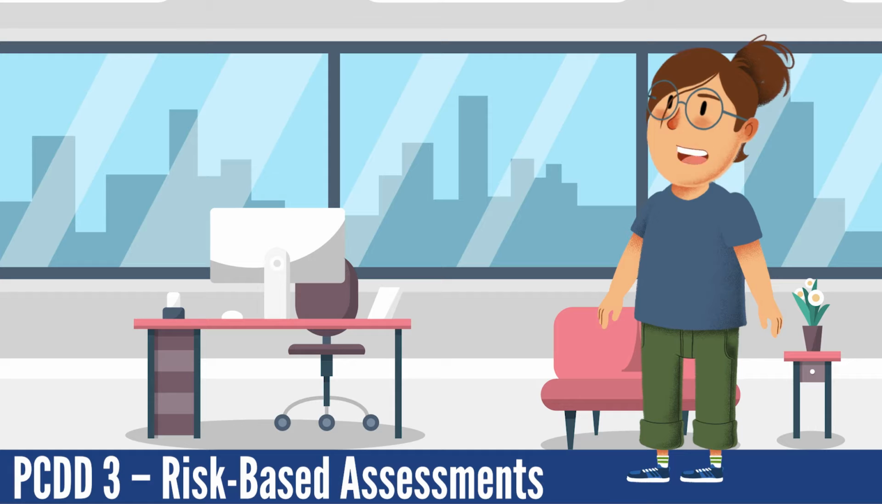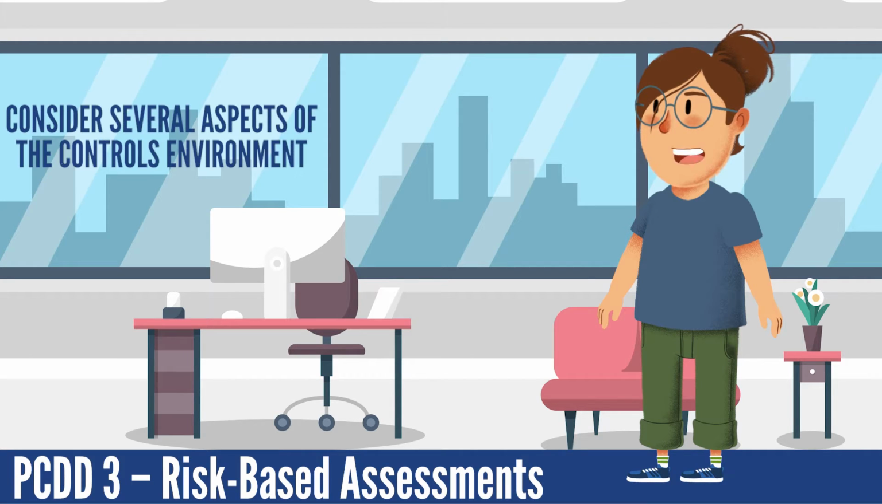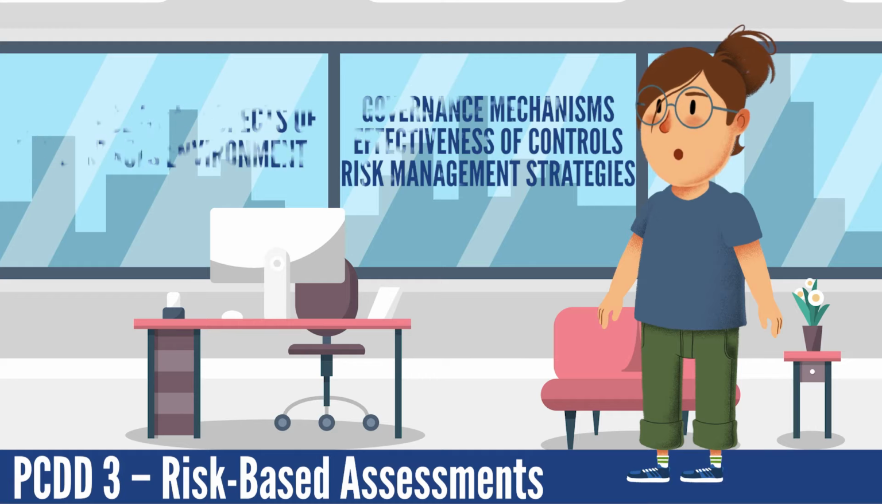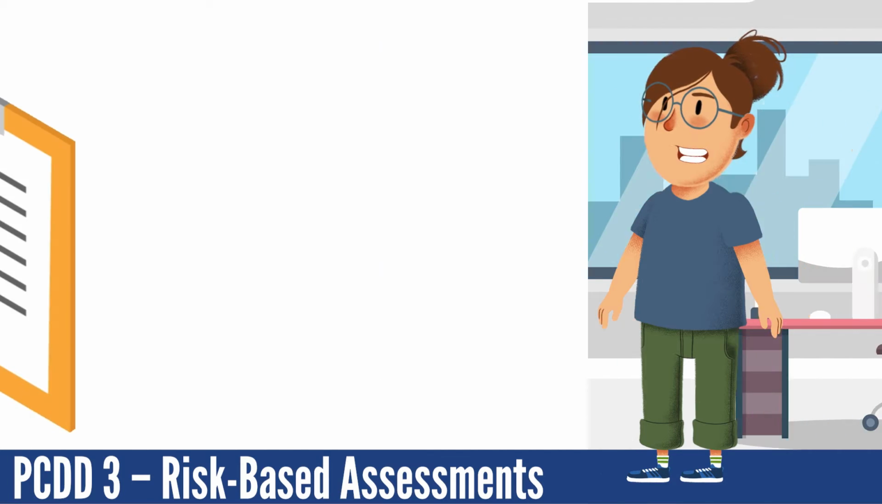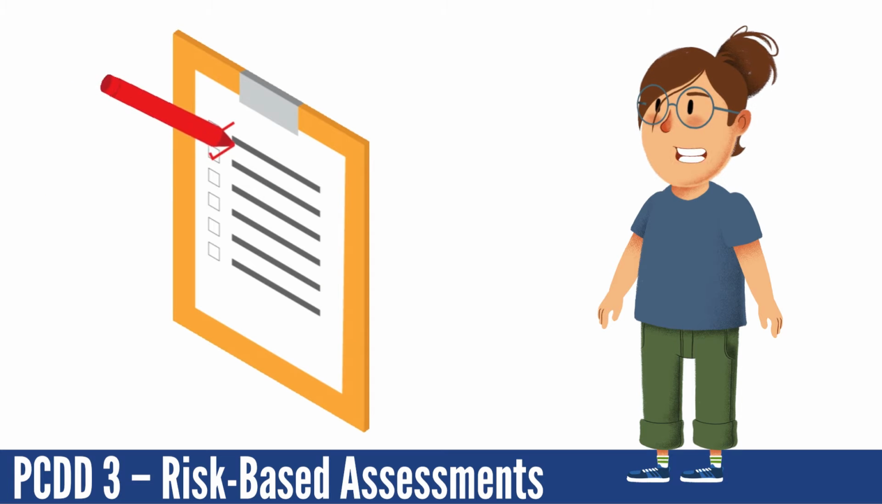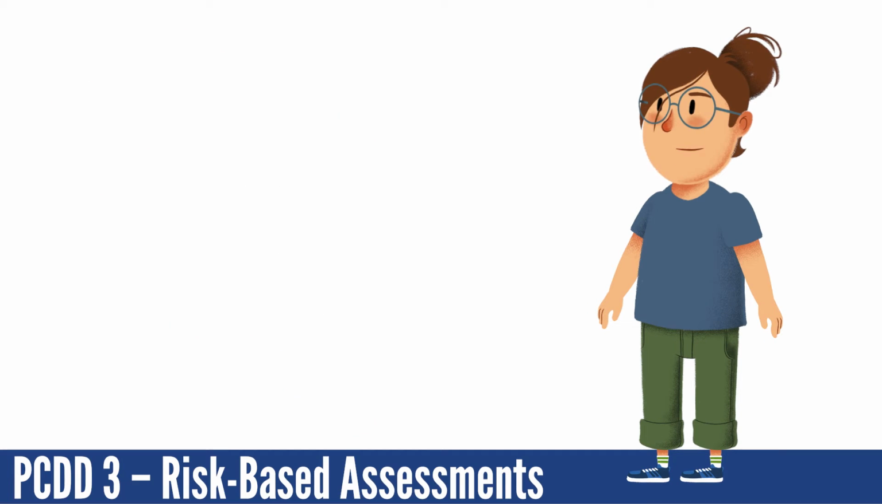There are a variety of assessments that can be performed for a third party. For each assessment, it is important to consider several aspects of the third party's controls environment, including governance mechanisms, effectiveness of controls, and risk management strategies. Assessments should include a comprehensive evaluation of the third party, and not be a check-the-box activity. This, in turn, helps make informed decisions about whether to engage with a third party, how to manage the relationship, and what risk mitigation measures are necessary to protect the organization's interest.